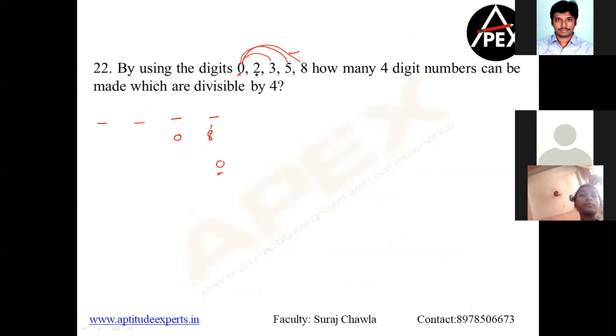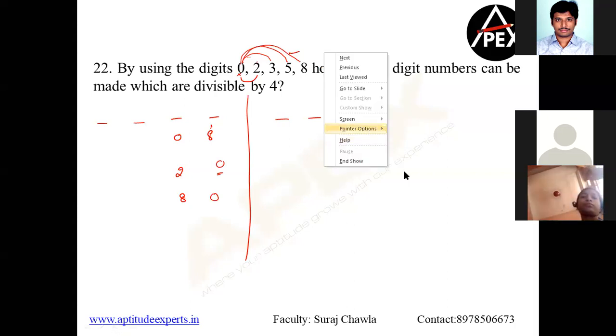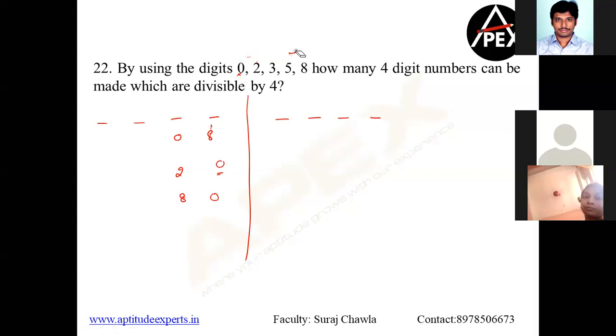Now 0 coming here, 2, 0 possible. 3, 0 not possible, 5, 0 not possible, 8, 0 possible. So you'll never have a problem here. Forming cases is also a typical art that you have to master. Clear? That flow is really important if you are not supposed to miss any case.